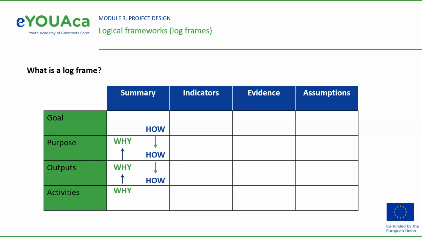Once you have finished the full summary column, check that the logic makes sense. A good way to do this is to work up the boxes asking why. So we do these activities. Why? To have this output. We can also work down the boxes asking how we want to achieve this outcome. How? By delivering these outputs.